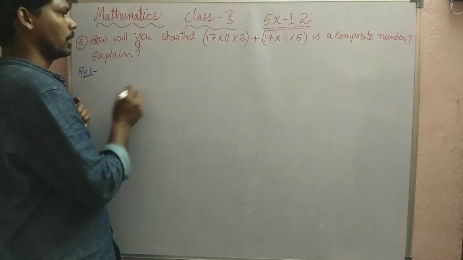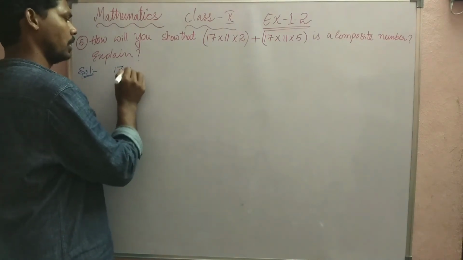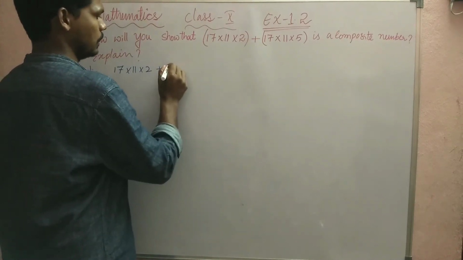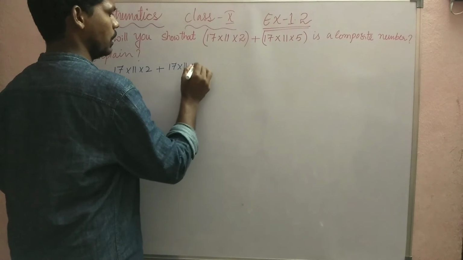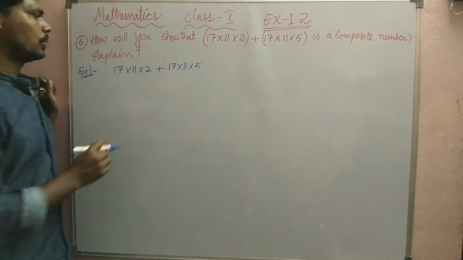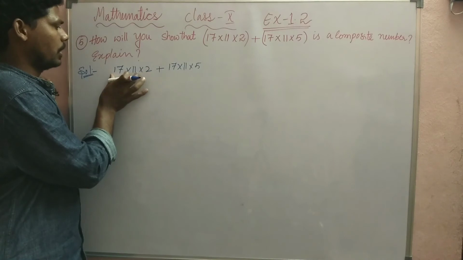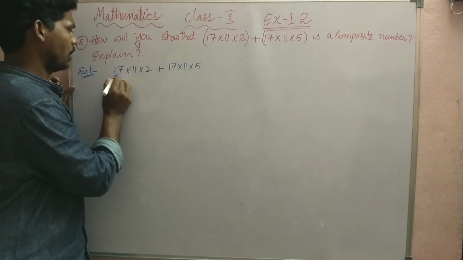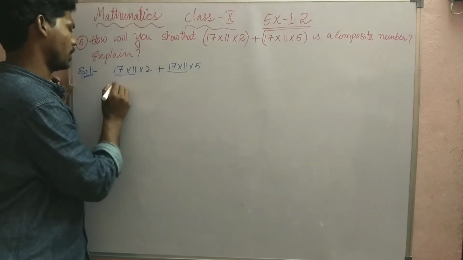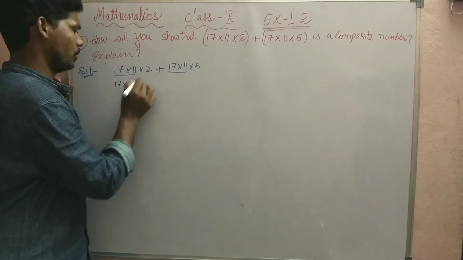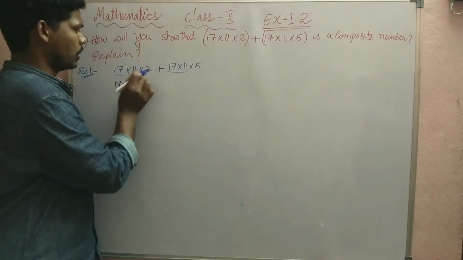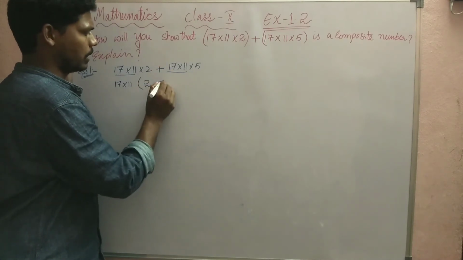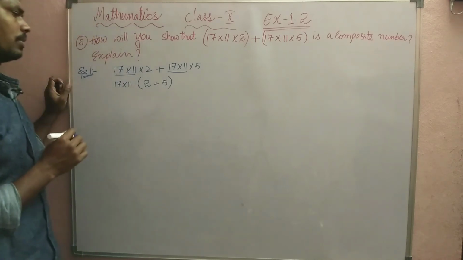So the given number is 17 into 11 into 2 plus 17 into 11 into 5. Here 17 into 11 and 17 into 11, in between we have plus. So 17 into 11, put it outside. What is left over? The remaining 2 is left over here. In between you have plus as it is, and 5 is left over.